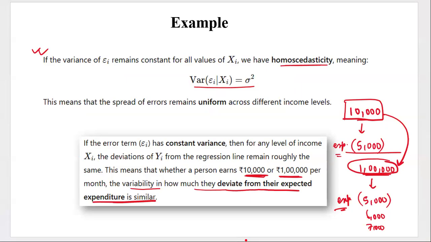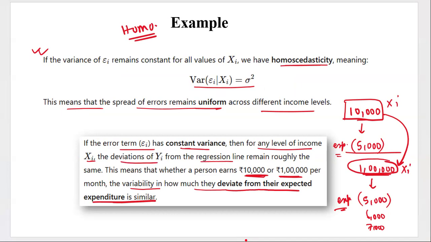Now you can give this a read. This means that the spread of error remains uniform across various income levels under homoscedasticity basically. So if the error term has a constant variance, then for any level of income xi, xi could be 10,000, xi could be 1 lakh, any level of xi, the deviation of yi from the regression line will remain roughly the same. So regression line means the predicted values basically.